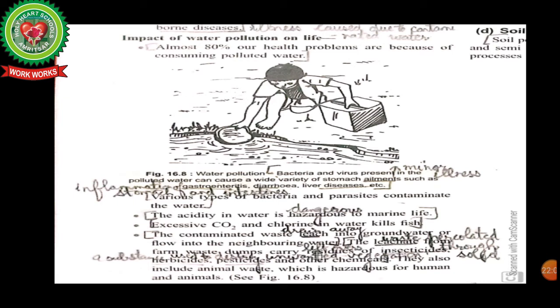Excessive CO2 and chlorine in water kills fish. The contaminated waste reaches into groundwater or flows into the neighboring water. The leachate, that is waste percolated through solids. Farm waste dumps carry residues, that is leftovers of insecticides. Insecticides are the chemicals used to kill the insect. Herbicide, a substance used to destroy unwanted vegetation. Pesticides, chemicals used to kill the pest, and other chemicals. They also include animal waste, which is hazardous for human and animals. That is, it is dangerous both for human as well as animals.